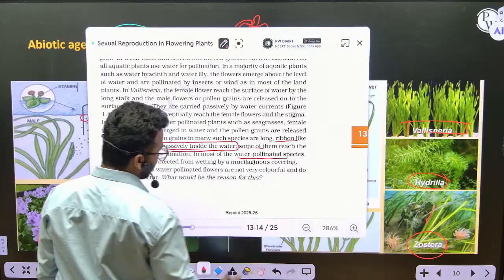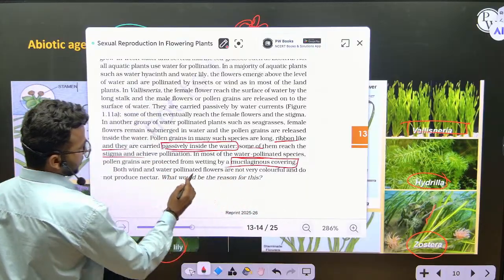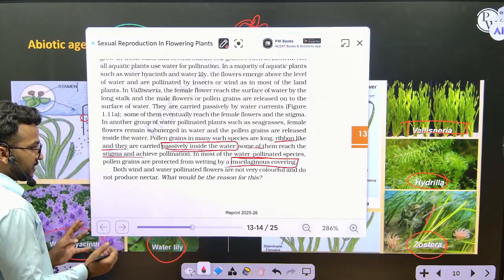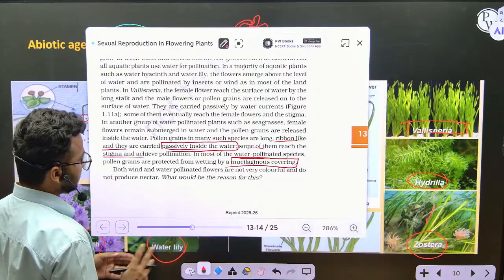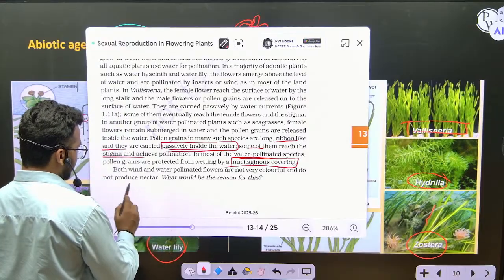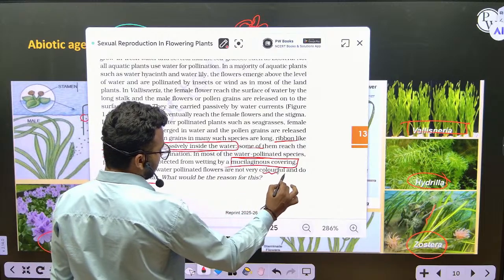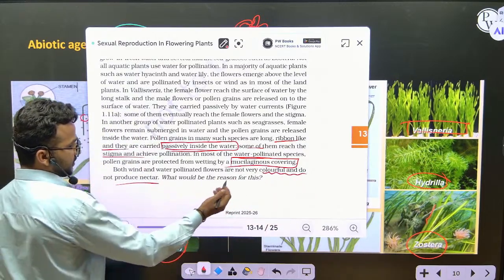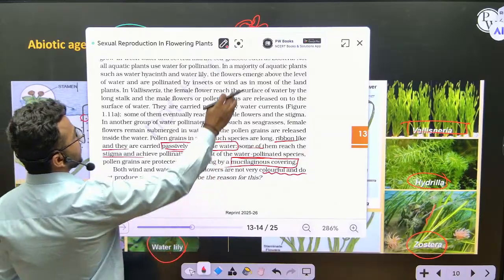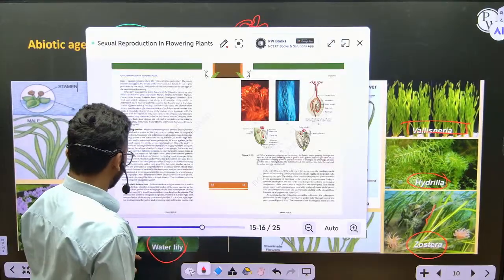And in most water pollinated species, pollen grains are protected by a mucilaginous covering, to avoid wetting, because if they get wet, they will absorb moisture and show pollen germination. So that's why they are protected. And in the case of both wind and water pollinated plants, they need not worry about that. They are not very colorful, and they have no need of producing nectar to attract anyone, because the agent is a non-living thing, so they don't require anything.